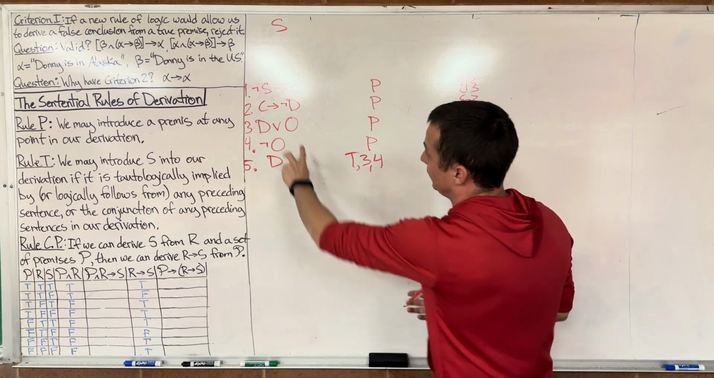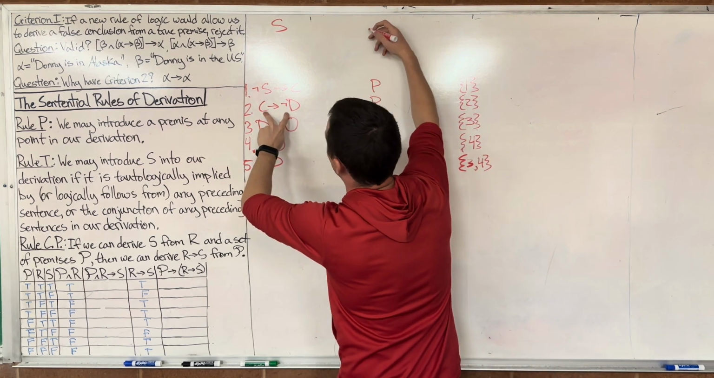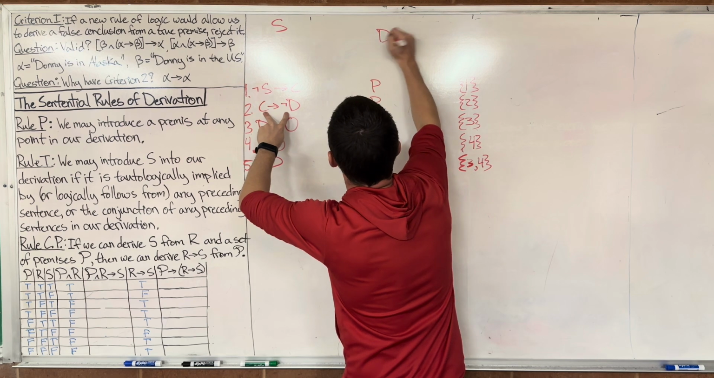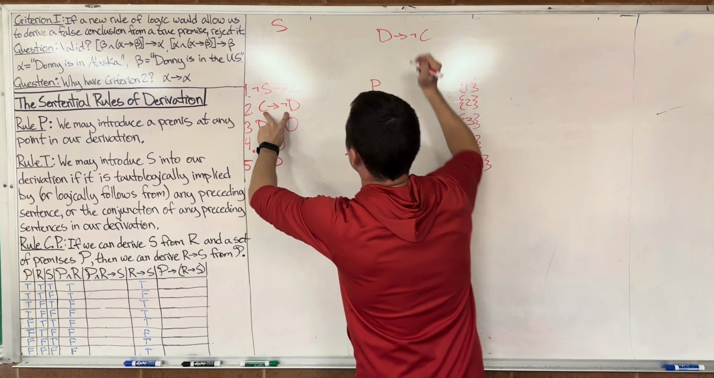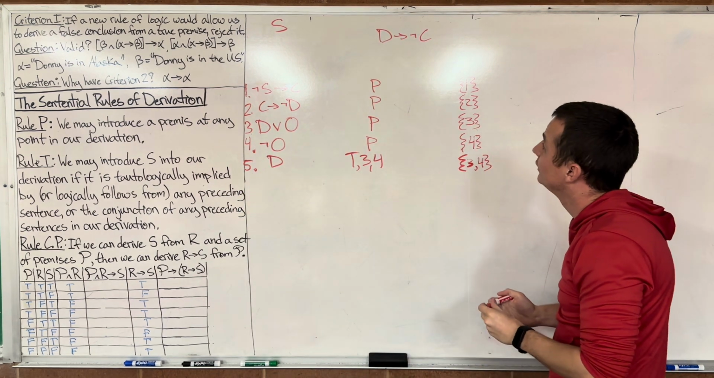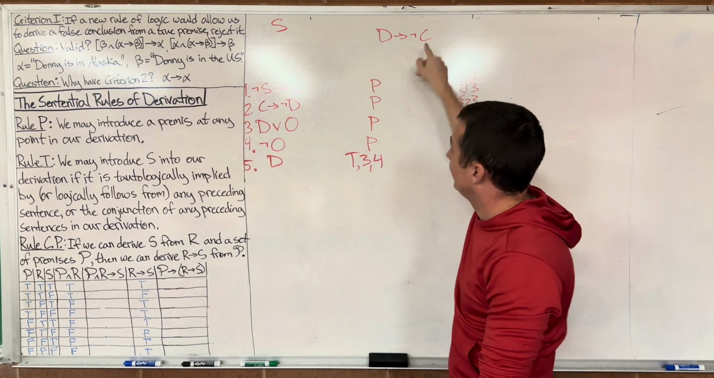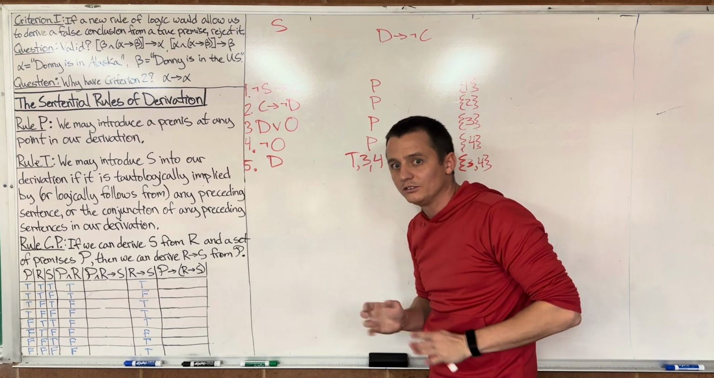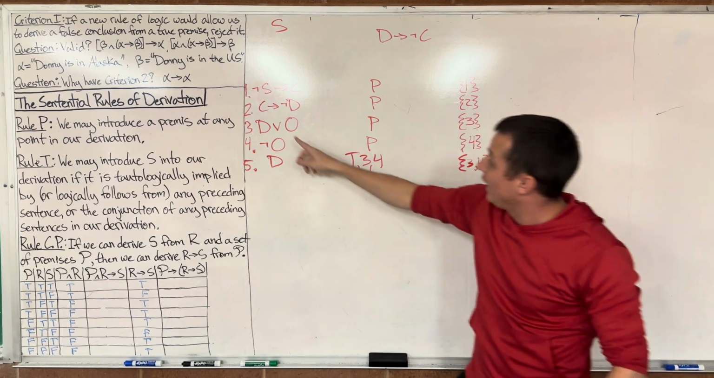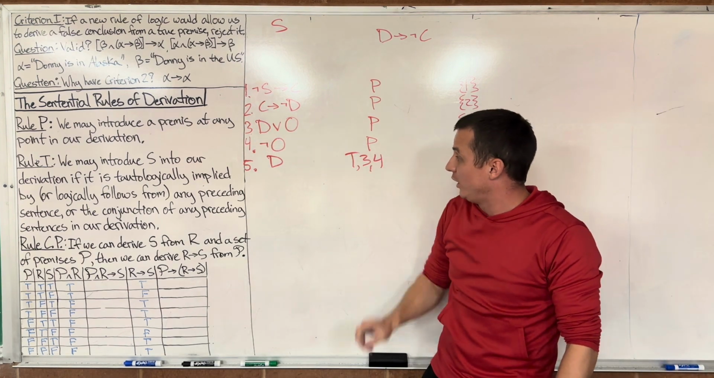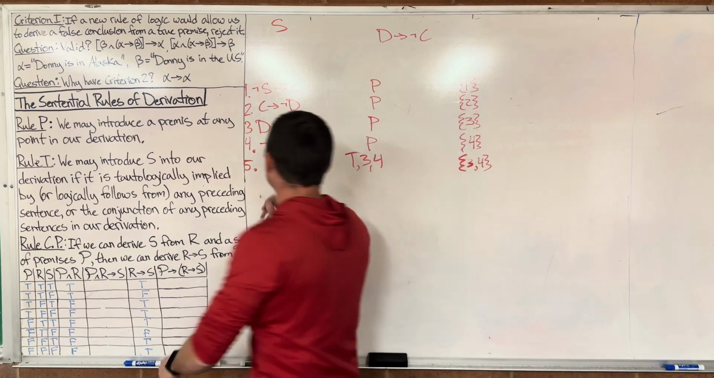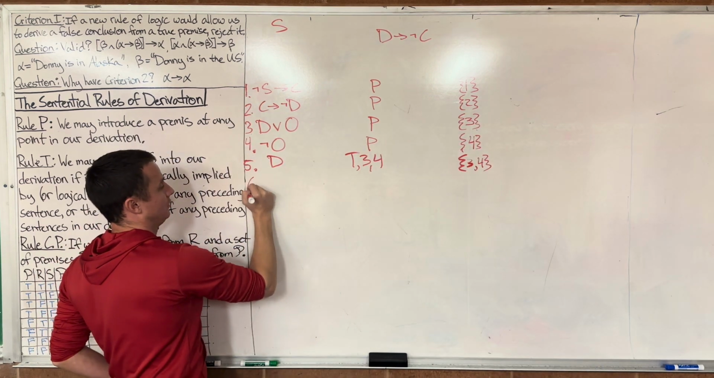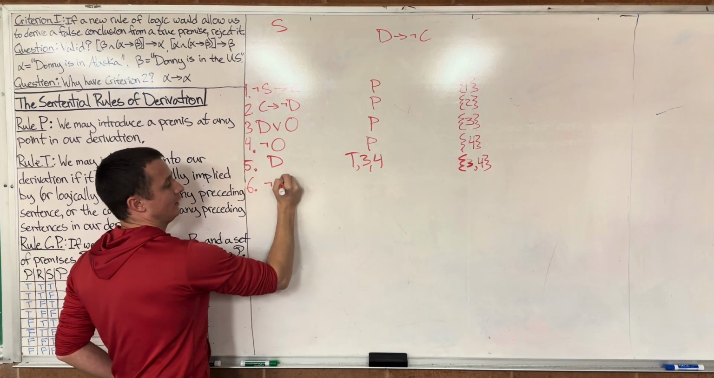Or another way you can think about it: C implies D is the same thing as its contrapositive, D implies not C. So if D is true, not C is true, or C is false. But not C is true, right? And so I know if C is true, D is false, but I know D is true. So I can conclude that C is false, or in other words, I can conclude not C.